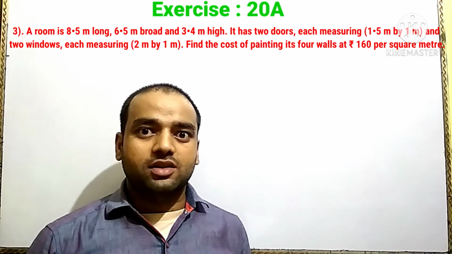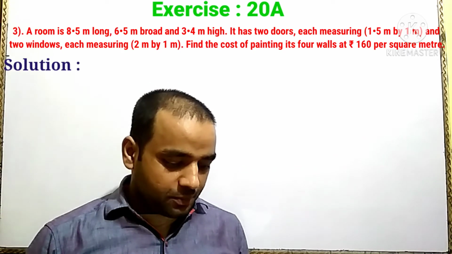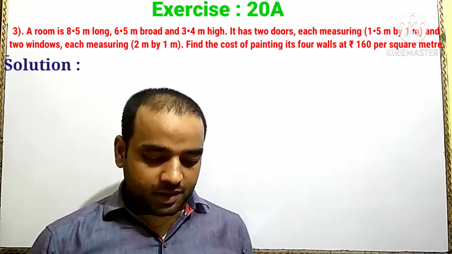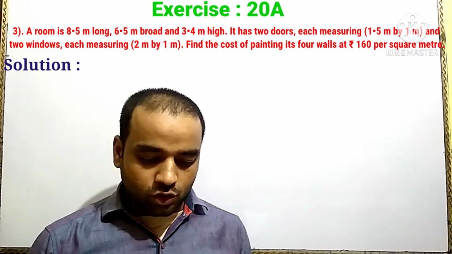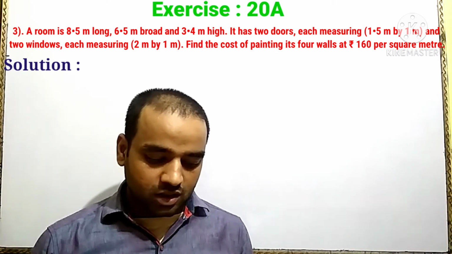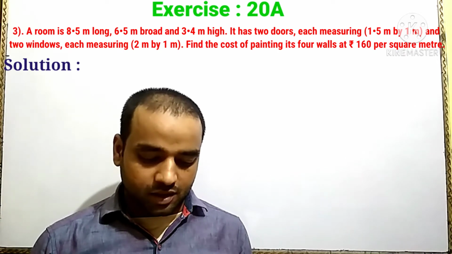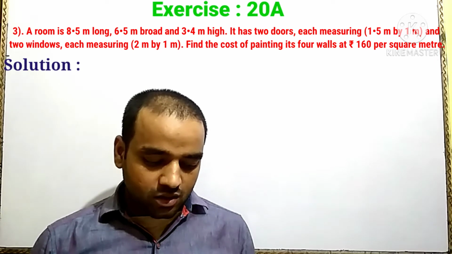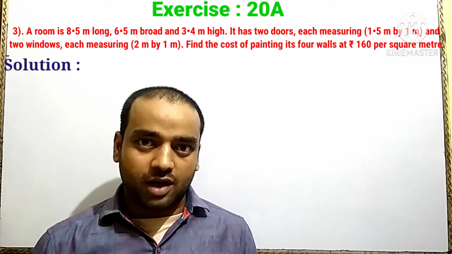In question number 3, a room is 8.5 meter long, 6.5 meter broad and 3.5 meter high. It has 2 doors each measuring 1.5 meter by 1 meter and 2 windows each measuring 2 meter by 1 meter. Find the cost of painting its 4 walls at 160 rupees per square meter.